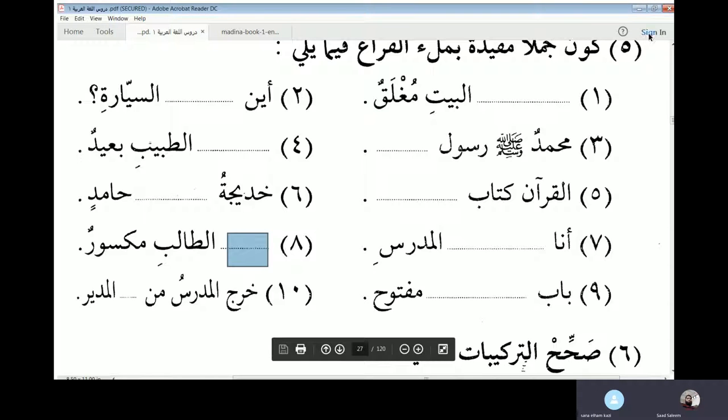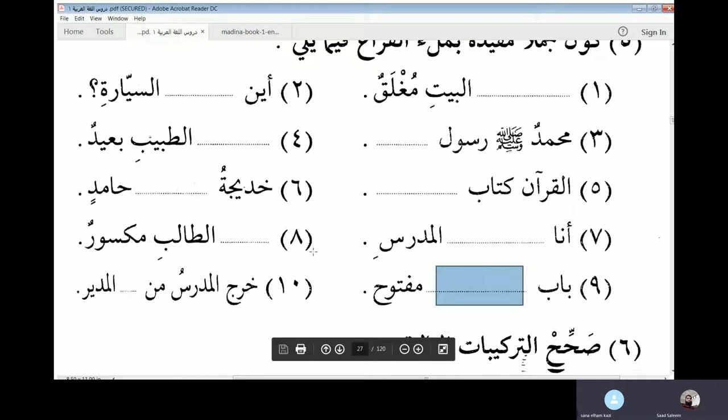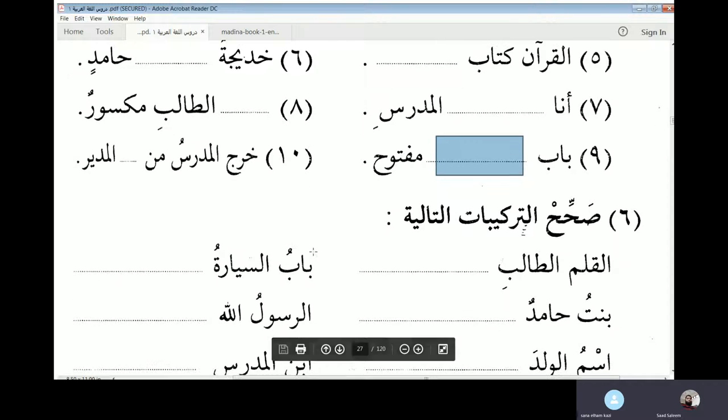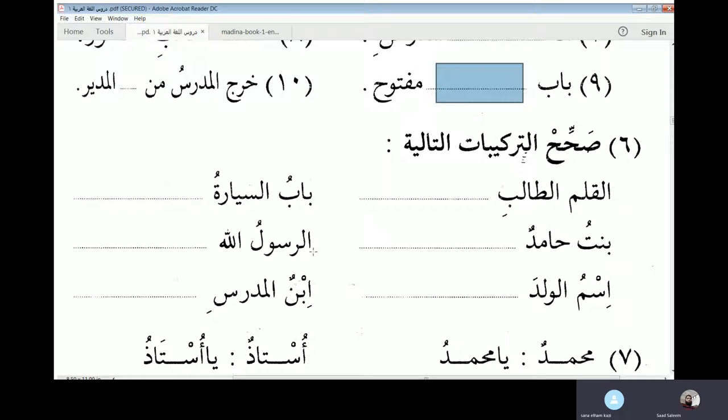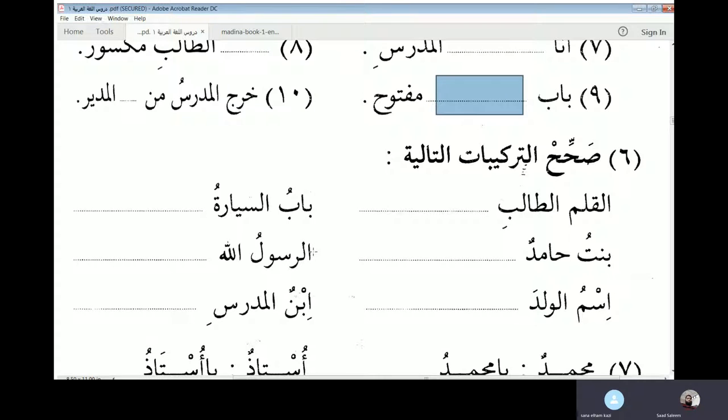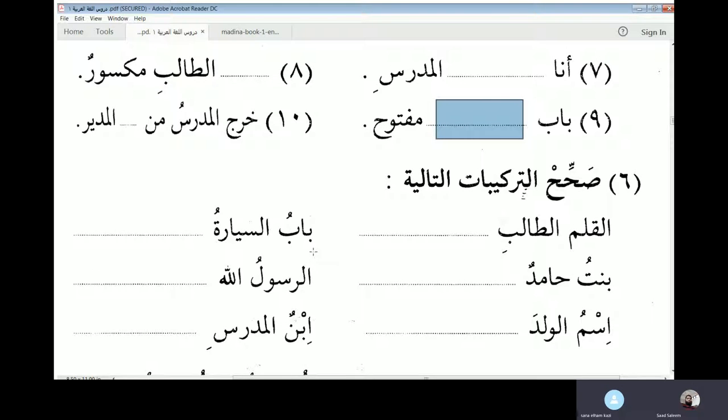Kalamut Talibi maksurun. The pen of the student is broken. Babu Talibati Maftuhu. No, this is not possible. What is the meaning of this sentence? Okay, Bab is the door. Babul Madrasati maftuhun. Okay, good. Kharajal Mudarrisu min ghurfatil mudiri.